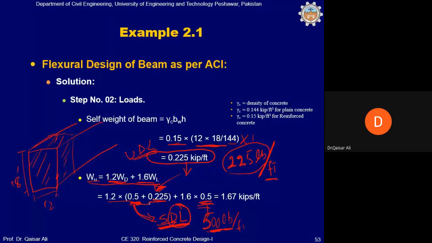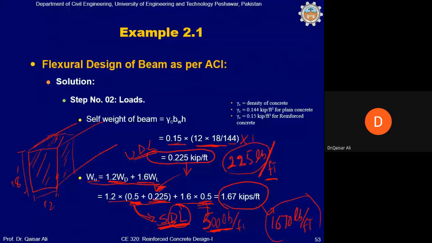And then we are amplifying these weights, and finally the weight comes out to 1.67 kip per foot. 1.67 kip per foot is 1670 pound per foot. This weight is equal to how many persons? 1670 divided by 150, almost 11, around 11 or 12. So 12 persons standing on 1 foot.